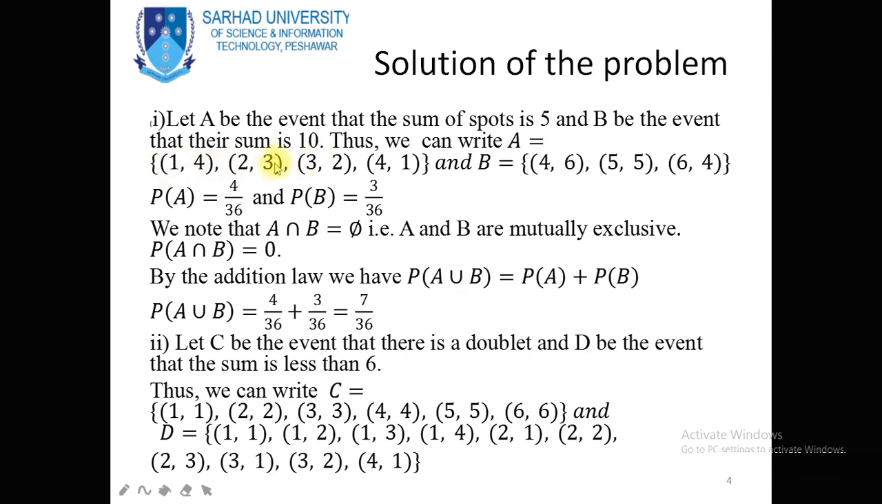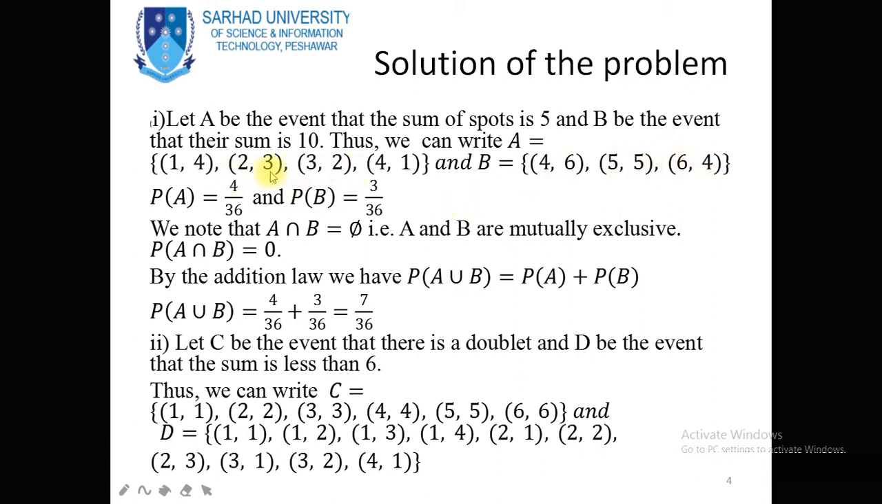So in this event we have these outcomes from the sample space: (1,4), (2,3), (3,2), and (4,1). Similarly, B is the event that the sum is 10. For this case, the event B contains these outcomes from the sample space when the sum is 10: (4,6), (5,5), and (6,4).